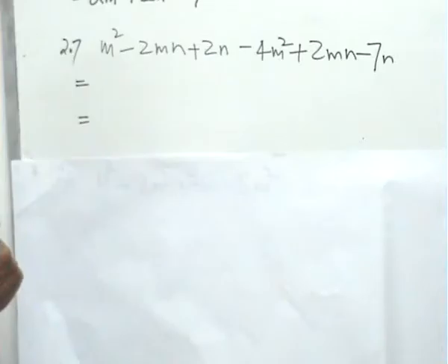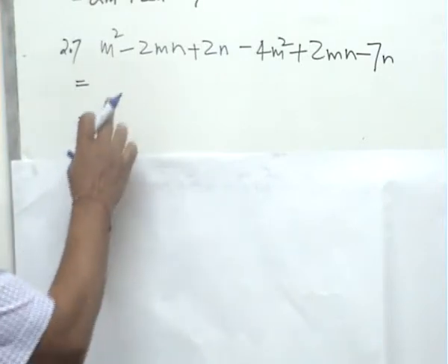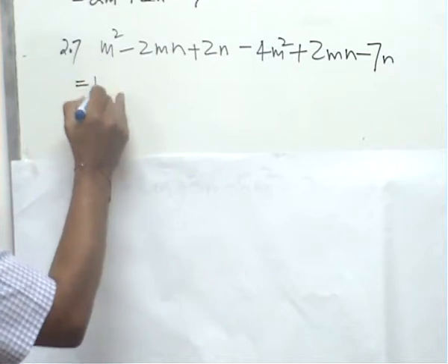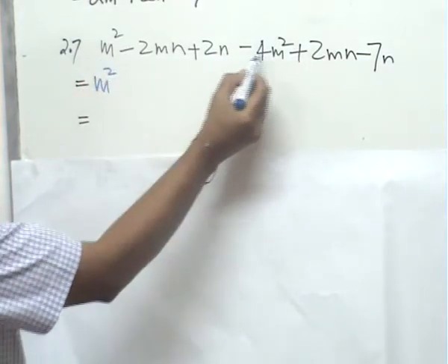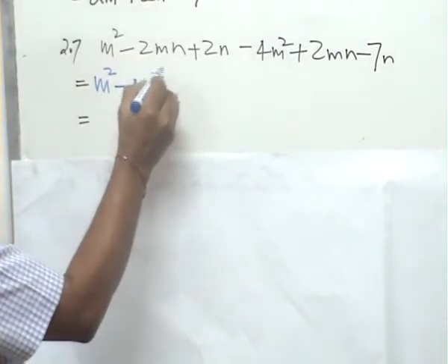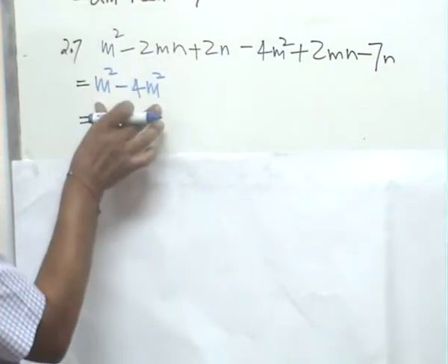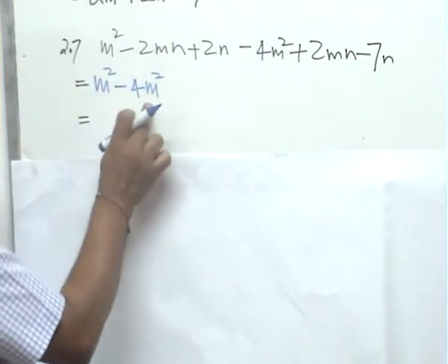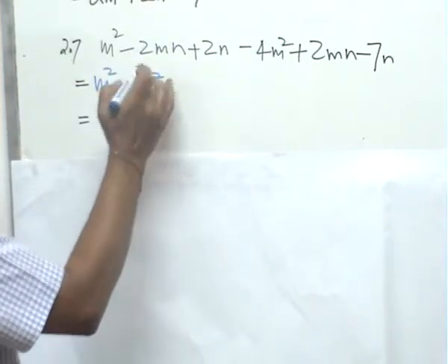Alright, we'll move on to 2.7. Now, in this example here, when you read it, you can see you've got m squared and you've got minus 4m squared. So you bring them together. Bring the same powers close to one another.